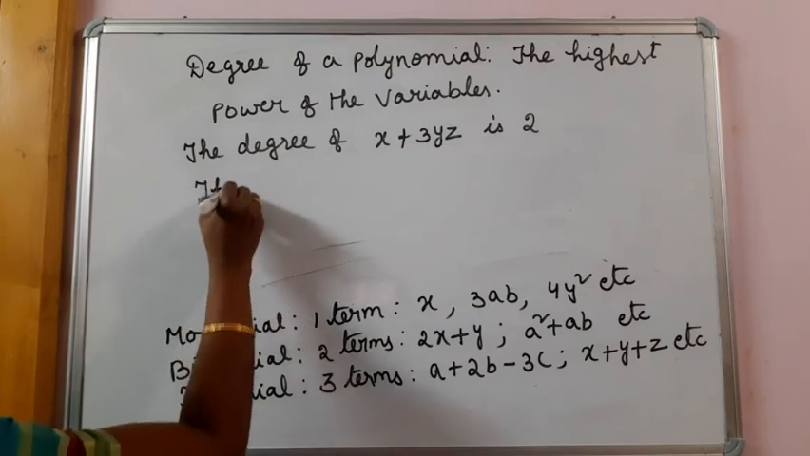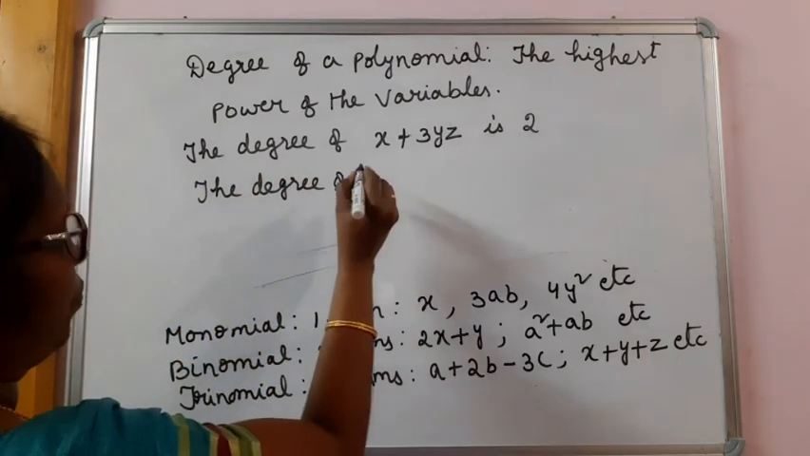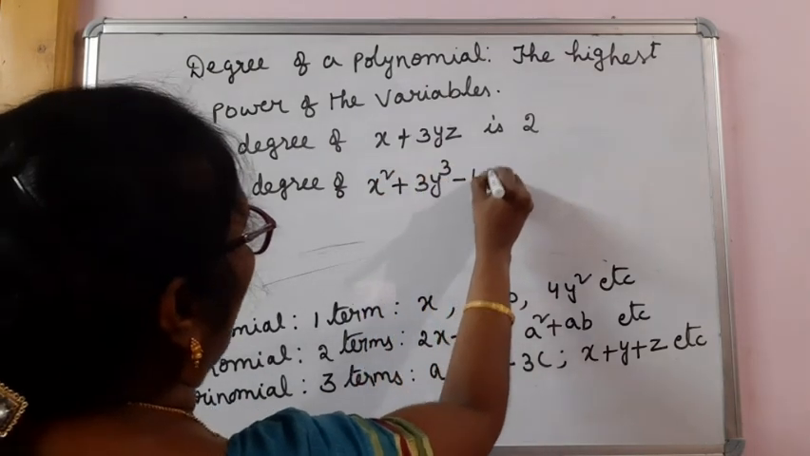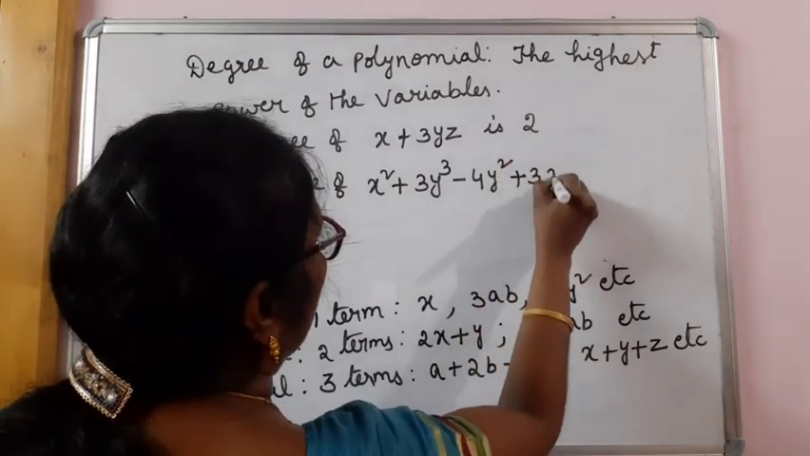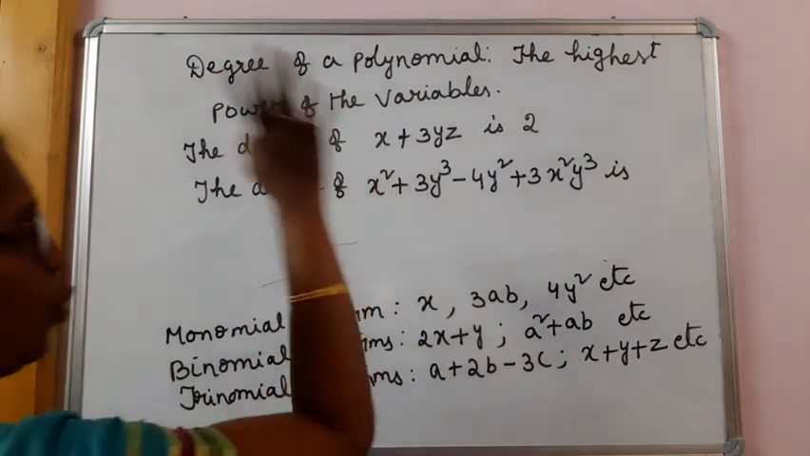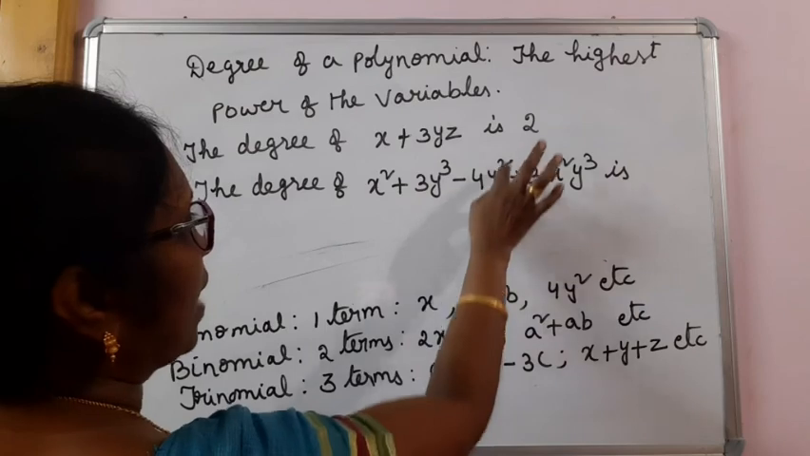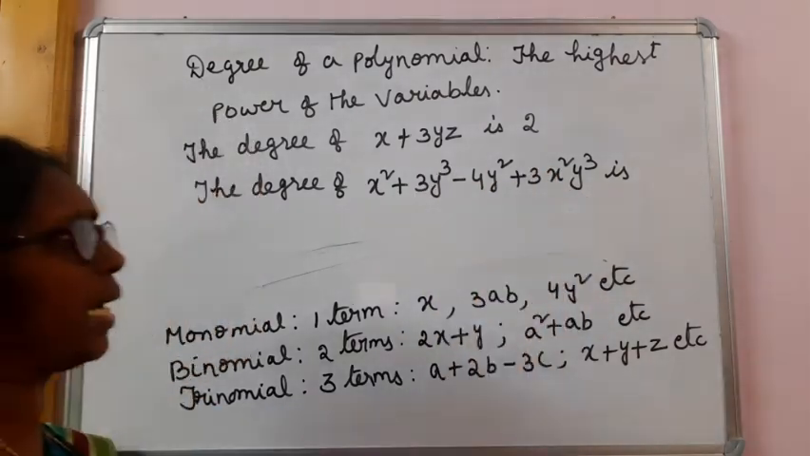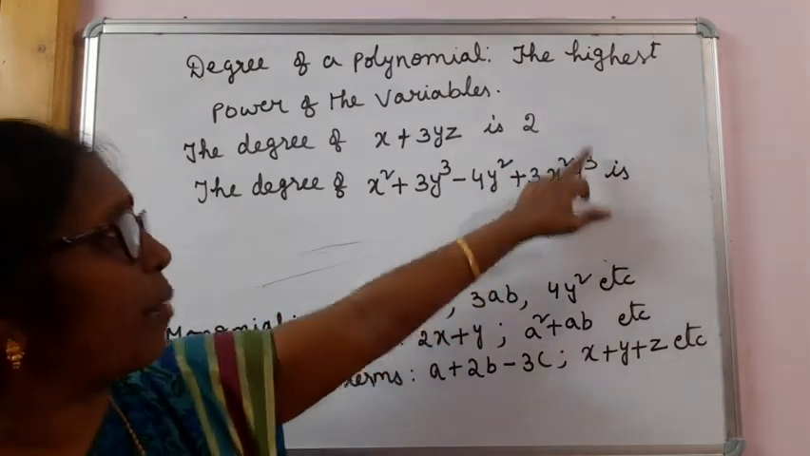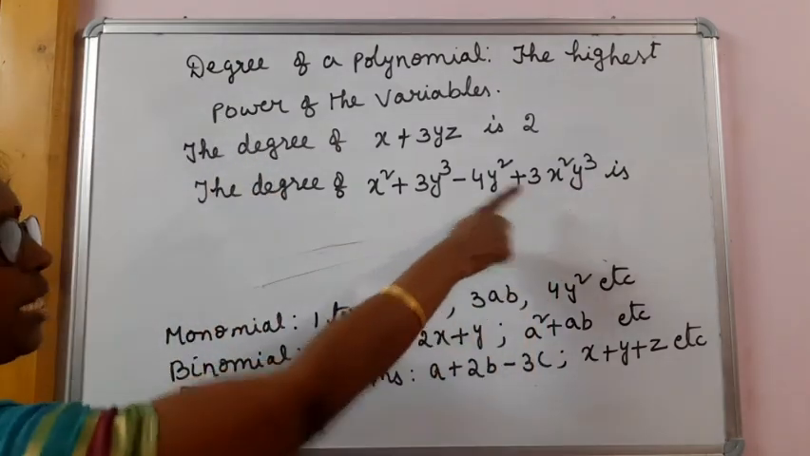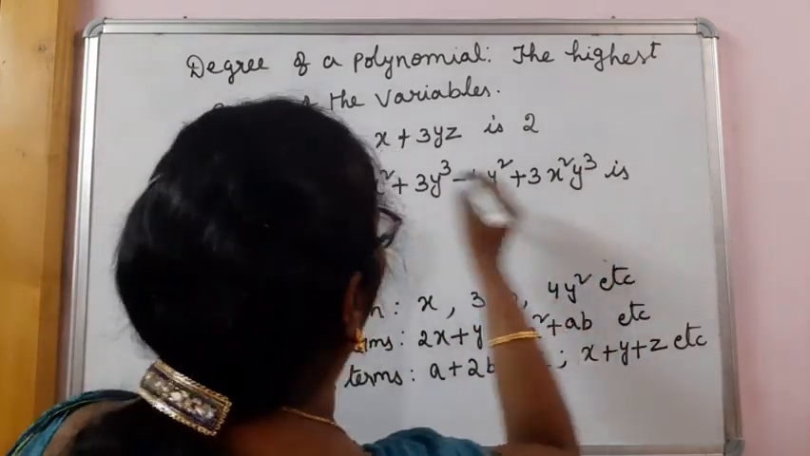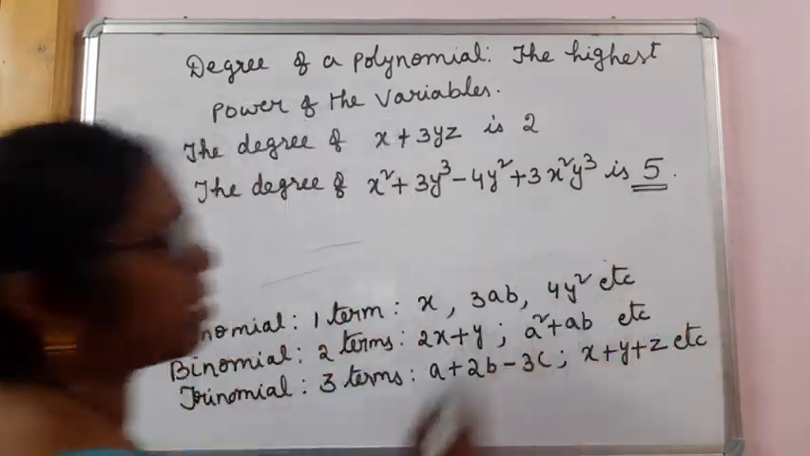Let me give you one more example. The degree of x square plus 3y cube minus 4y square plus 3x square y cube. Here only x, power 2; y, power 3; here y square. Here you see x and y both are there: the power of x is 2, the power of y is 3, and 2 plus 3 is 5. The power of this term is 5, and that is the highest power of this polynomial. So the degree of this polynomial is 5.